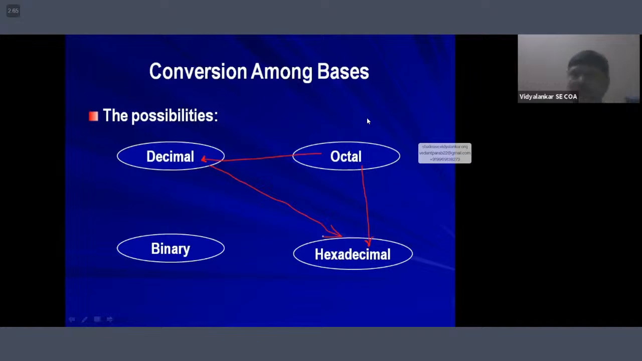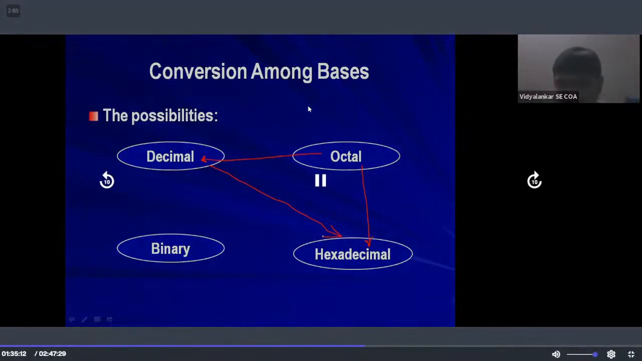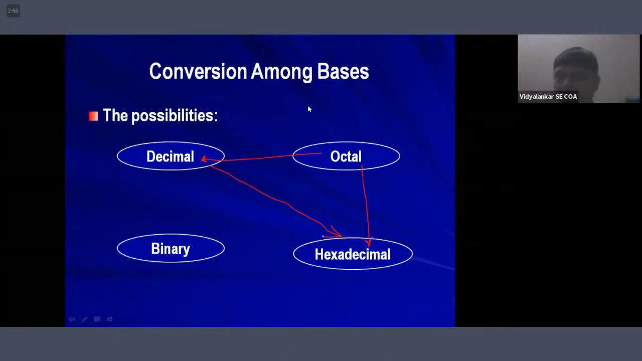But this is a long method. It is possible. It is not wrong. You will get the answer. But this is a long method, and your teachers will not give any credit if you do this type of conversion, because we need to understand a short method called direct conversion. I hope you are understanding what we are going to discuss. Okay, once again, let me bring it.